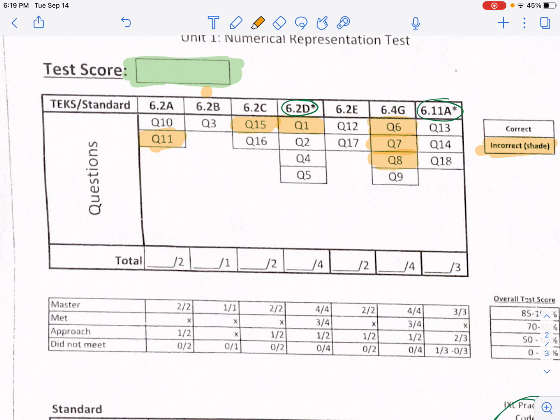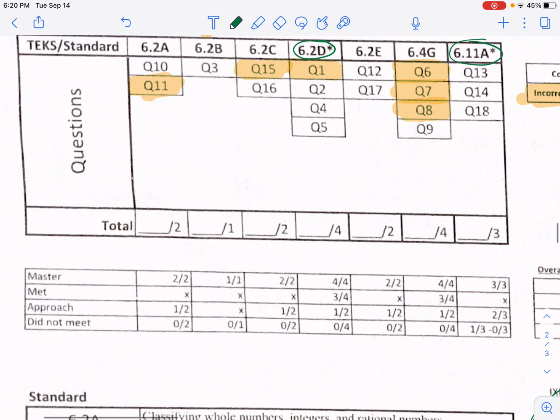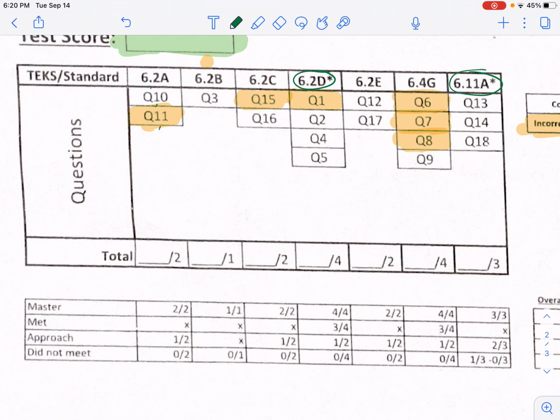All right, let's say you missed those questions on the test. You're going to go through and fill in at the bottom how many you got right. So for 6.2a, you're going to look down below. You say, okay, I got 1 out of 2 correct. Here I got 1 out of 1 correct. Here I got 1 out of 2. Here I got 3 out of 4. 2 out of 2. I got 1 out of 4 correct. And then here I got 3 out of 3 correct.